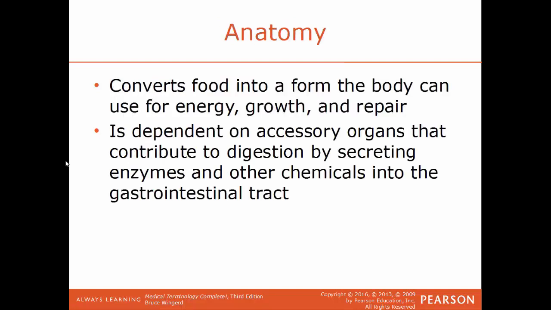Alright, now we'll talk about some basic anatomy of the digestive system. And the whole point of the digestive system is to convert the food that you eat into a form that your cells can naturally use, for energy, for growth, and repair. How well the system functions depends a lot on accessory organs that contribute to the digestive process. And this is done by secreting enzymes and other chemicals into the gastrointestinal tract.